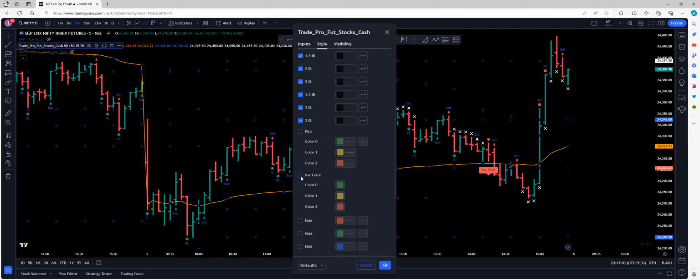So I'm not plotting it. I'm just changing the color of the candle. So you have 3 different colors: green, yellow, and red. Green indicates it's a good volume, yellow indicates it's an average volume, and red indicates it's a very poor volume.